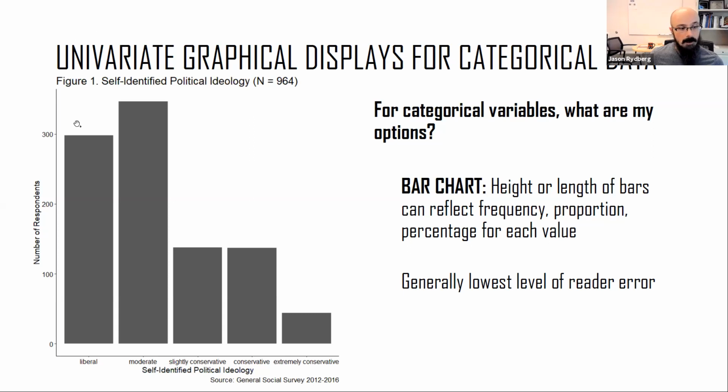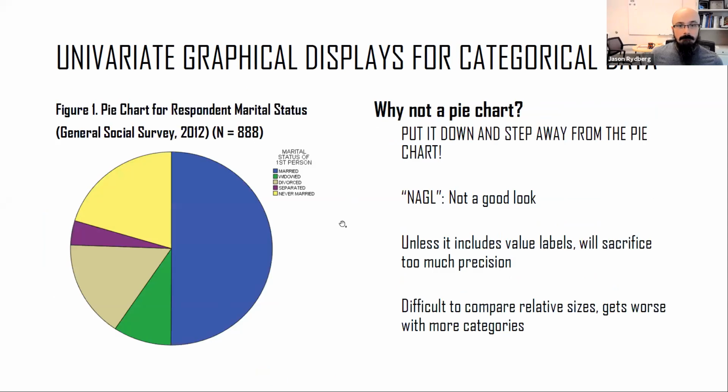So we have anywhere from liberal to extremely conservative. We can see, yeah, there are more moderates than there are liberals. There are fewer extremely conservatives than there are conservatives or slightly conservatives. Now, this generally is going to have the lowest level of reader error.